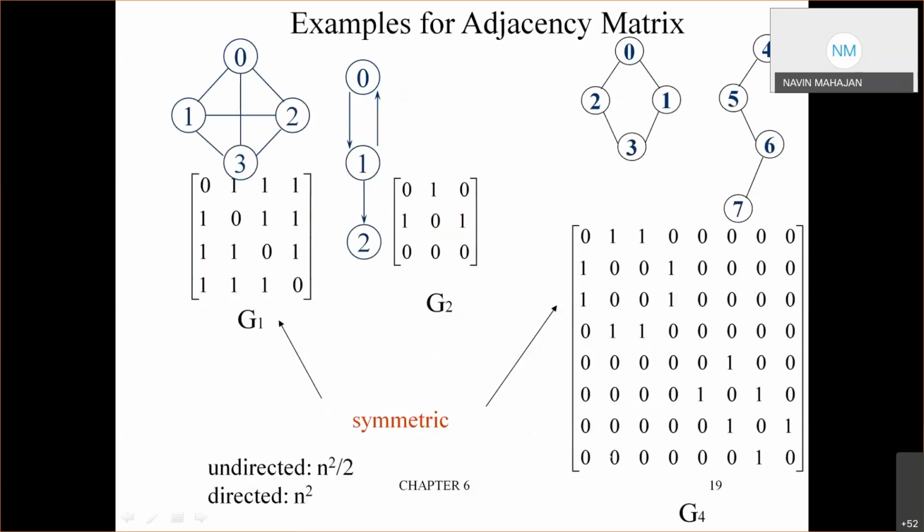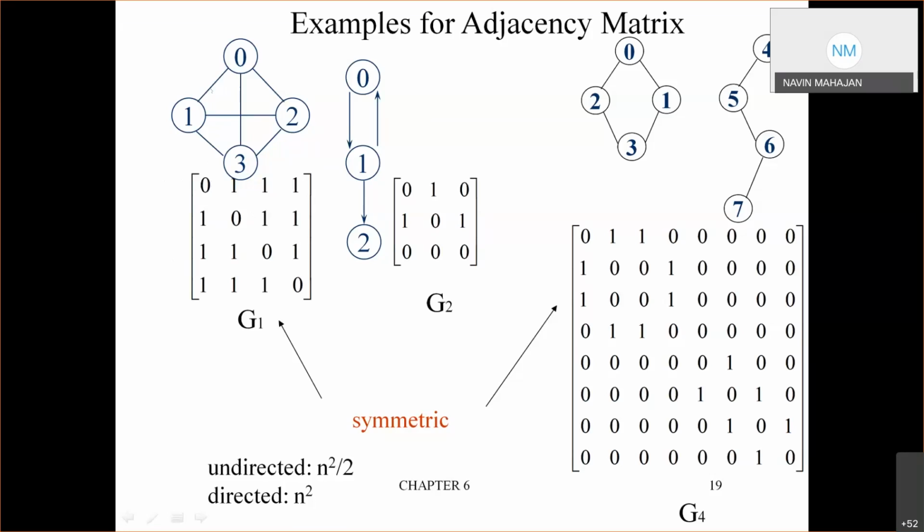Now take an example with vertices 0, 1, 2, 3. How can this be represented with an adjacency matrix? How many vertices do we have? 4. Then my adjacency matrix will be 4 by 4, 4 rows and 4 columns. You have to write here 0, 1, 2, 3 for the rows and columns. Do we have a 0 to 0 loop here? There is no loop. So for 0 to 0 there is no edge, so we have written 0.